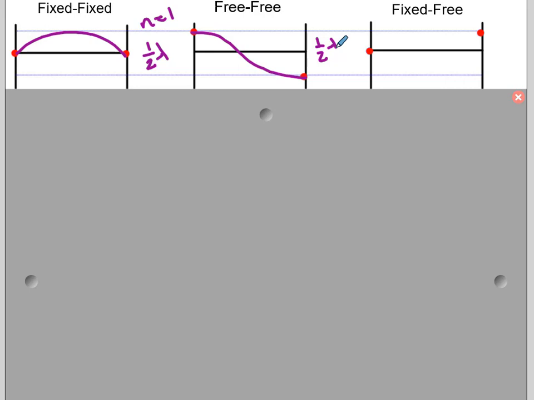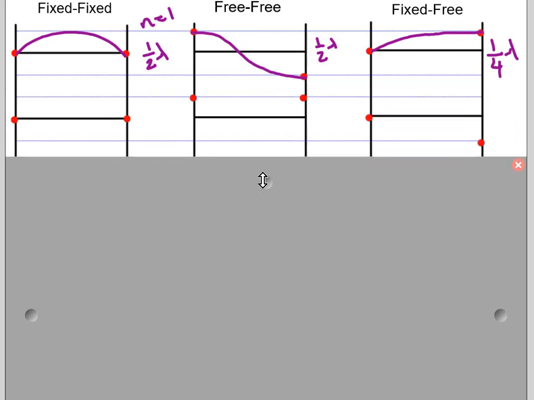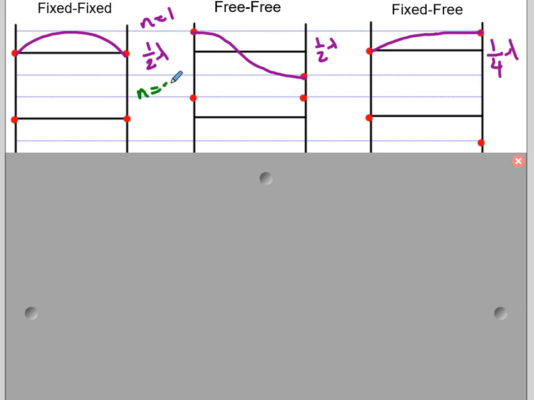Now if I do a fixed-free, that means I have to start here and finish up here. Now this one's a little different. You might notice this is actually a quarter of a wavelength. So let's move down, and now we'll do n equals 2. I'll change colors so we can make it a little easier to see. So n equals 2. This is the second harmonic.